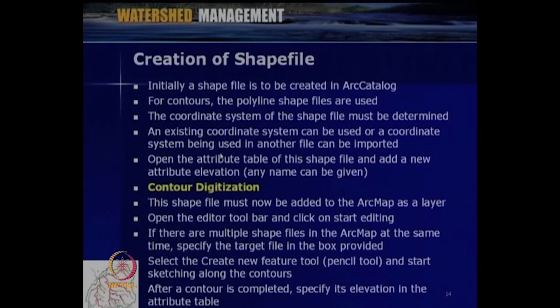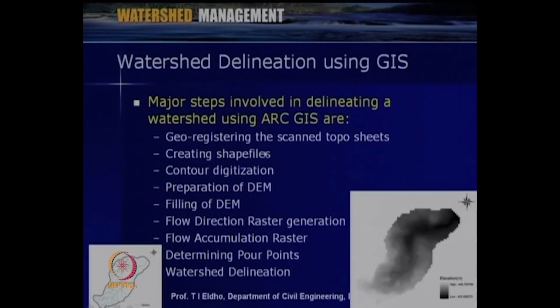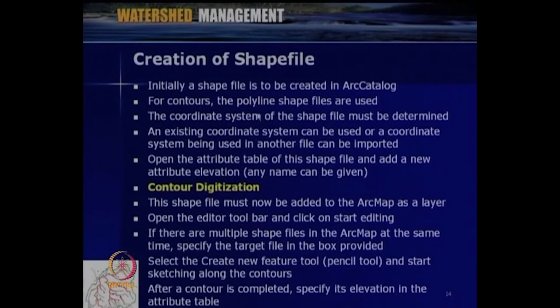So, the first step is georegistering of the scanned topo sheet. The second step is creating the shapefiles, which can be created by using these steps in the ArcGIS software. Then next one is the contour digitization. This shapefile must now be added to ArcMap as a layer. Open the editor toolbar and click on start editing. If there are multiple shapefiles in ArcMap at the same time, specify the target file in the box provided, and then select the create new feature tool and start sketching along the contours. That is the procedure we adopt for the contour digitization.